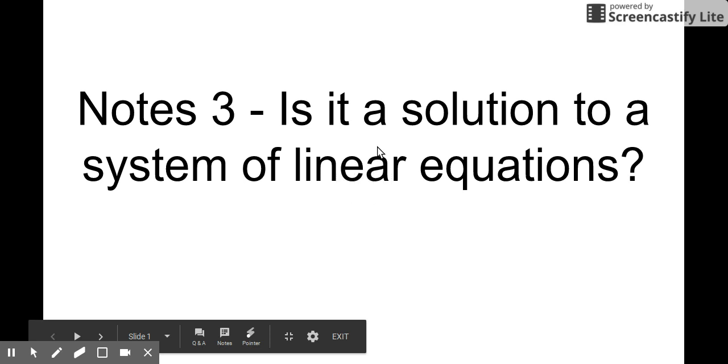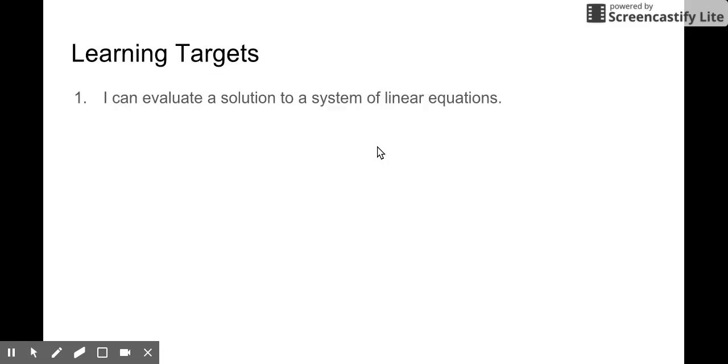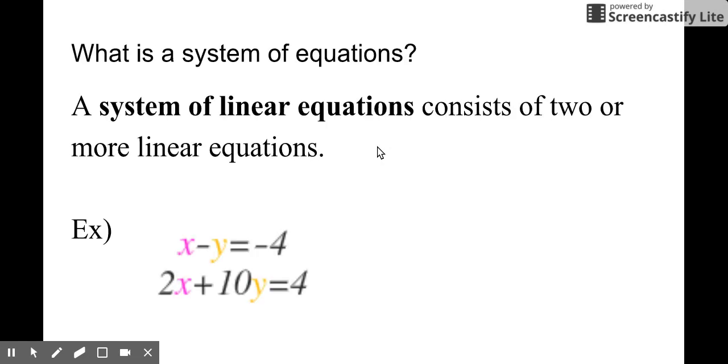So this is notes number 3, and we're asking the question, is it a solution to a system of linear equations? Here's your learning target for today. I can evaluate a solution to a system of linear equations. So you may want to know, what is a system of equations? A system of linear equations consists of two or more linear equations.